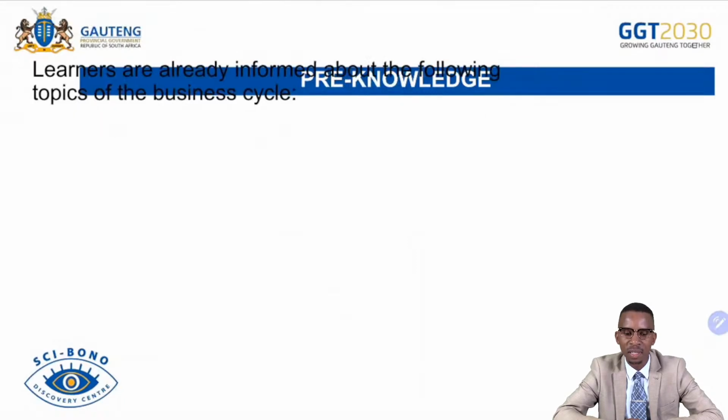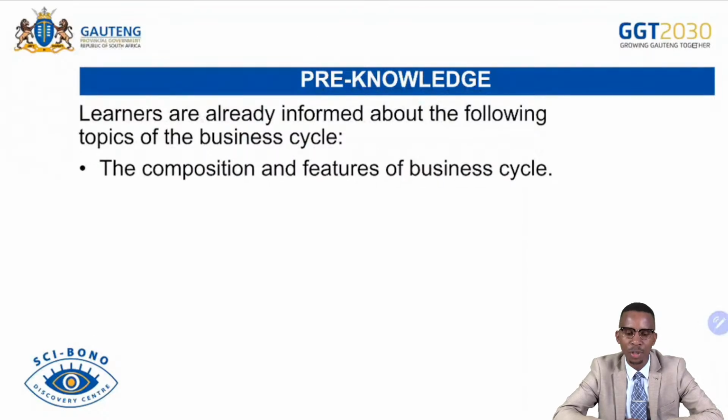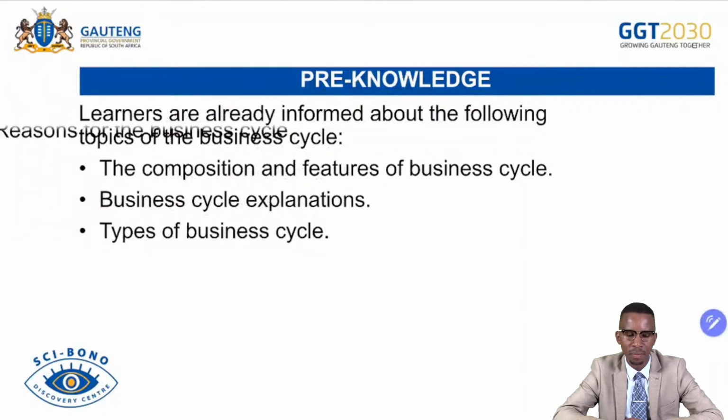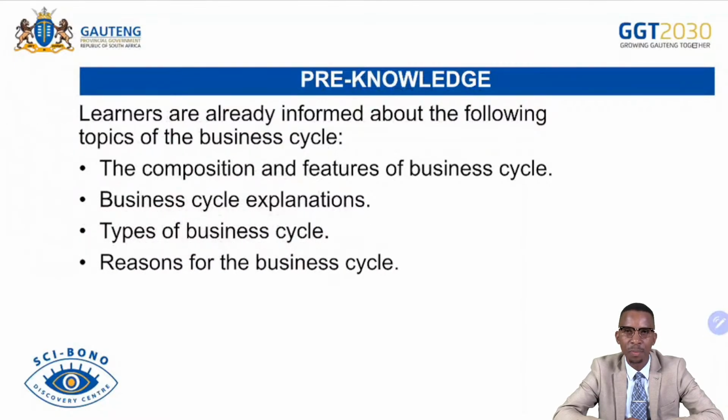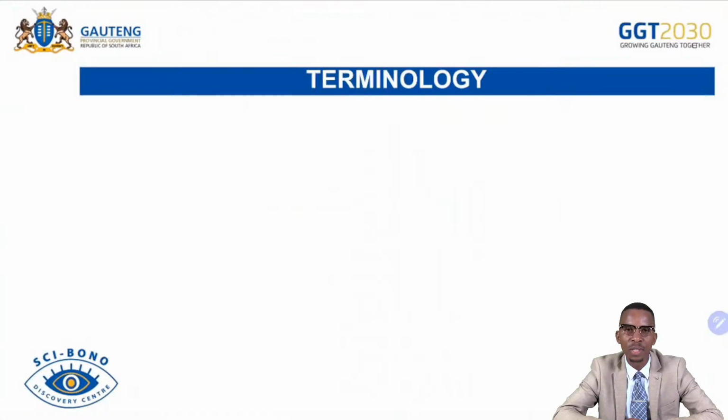As for our previous lesson, you already know the following: the composition of the business cycle and features of the business cycle, business cycle explanations, types of the business cycle, reasons for the business cycle, and the government policy. The following are the concepts that will assist you to understand this lesson.